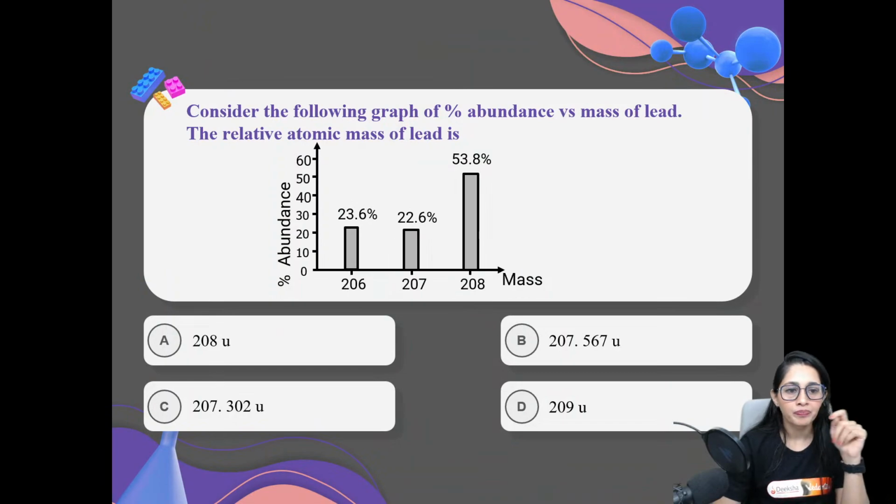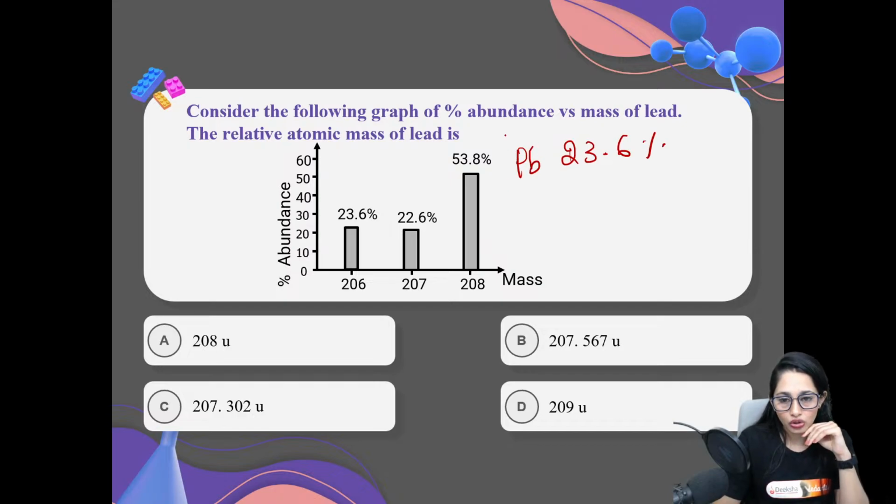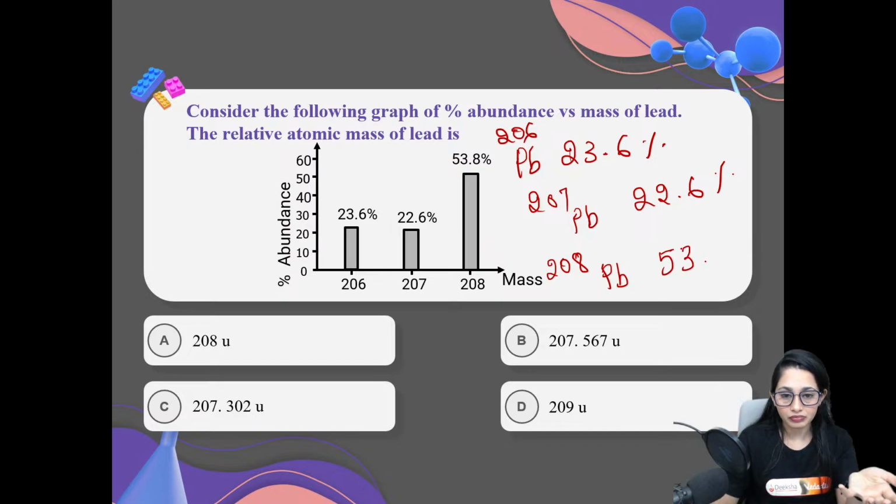Now consider the following graph of percentage abundance versus mass of lead. The relative atomic mass of lead is dash. Tell me the answer. 23.6%, which lead is that? That is lead-206. Okay. Lead-207 exists in nature at 22.6%. Lead-208 has the most percentage, 53.8%. Take the average.